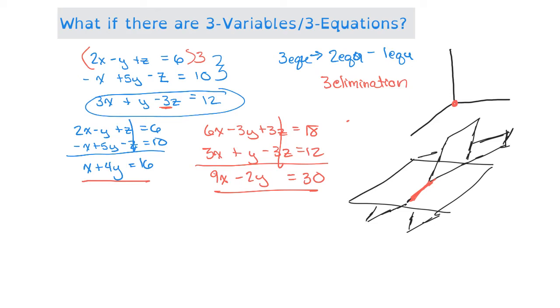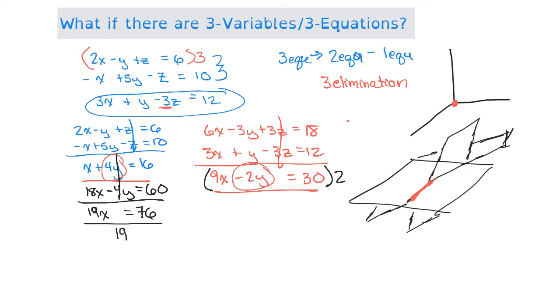So we're going to do the elimination method again, and you can see that we have 4y and we have negative 2y. So we're going to take this red equation and multiply it by 2, so we get 18x minus 4y is equal to 60. And we're going to go ahead and do the elimination method again. Those cancel each other out. And so we have 19x is equal to 76. Divide by 19, and we get x is equal to 4.